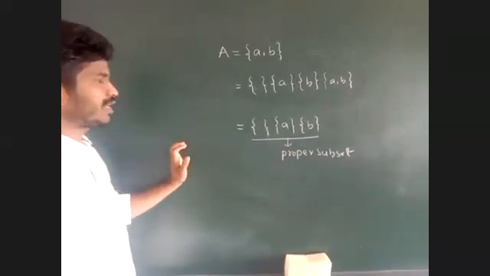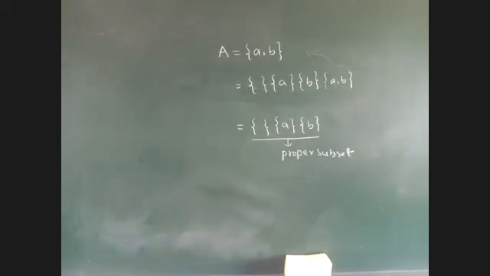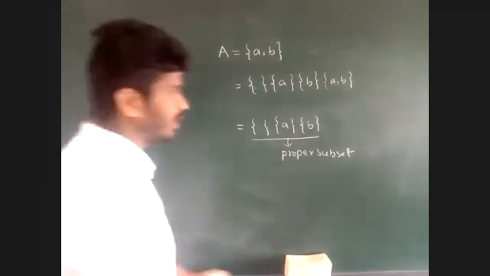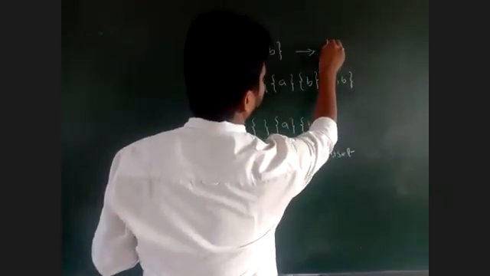A set containing n elements. Then tell me how many subsets are there? 2 to the power of n. Finding the number of subsets: 2 to the power of n, sir. Again, 2 to the power of n. The subset formula is 2 to the power of n.